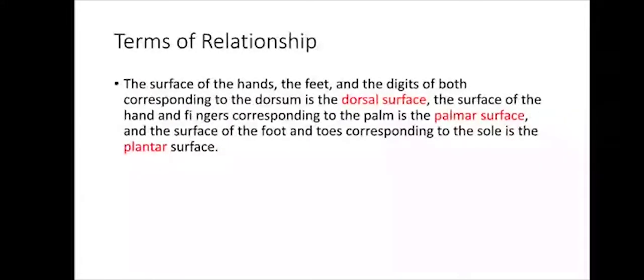The surface of the hands and the feet and the digits of both corresponding to the dorsum is known as the dorsal surface. The surface of the hands and fingers corresponding to the palm is known as the palmar surface, and the surface of the foot and toes corresponding to the sole is known as the plantar surface.